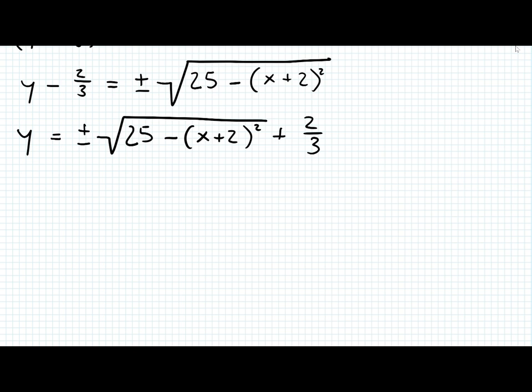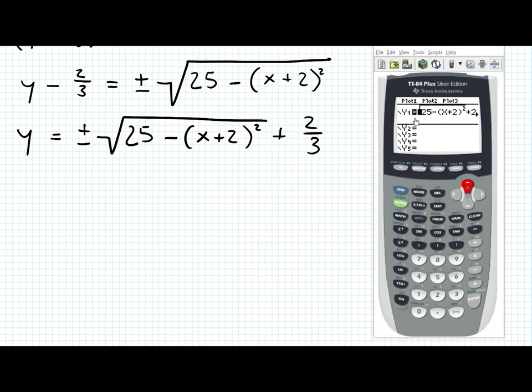So let's get the calculator. So first you type in y1 equals the square root of 25 minus (x plus 2) squared, okay? And then we add 2/3 at the end here, okay? Then you press enter. Now we're gonna do the same thing, but we're gonna add a negation in the front. Okay, so you do it this way. Okay, so now that we're ready, we can hit graph. So first, it will graph the top part of the circle and then the bottom part of the circle.